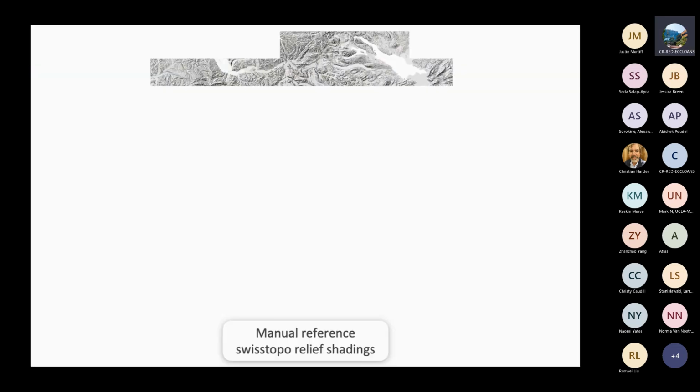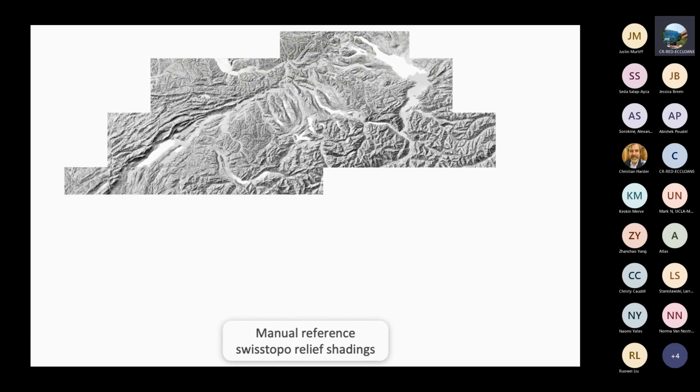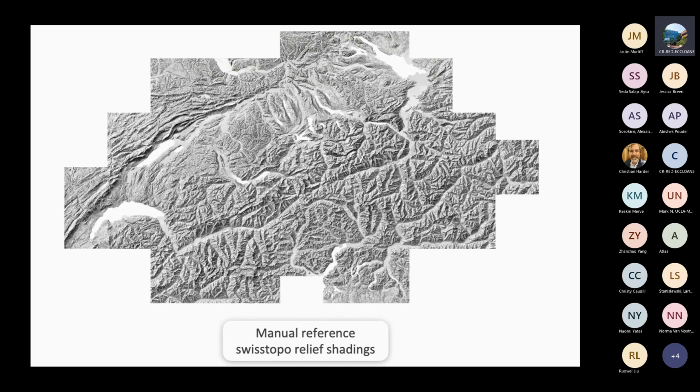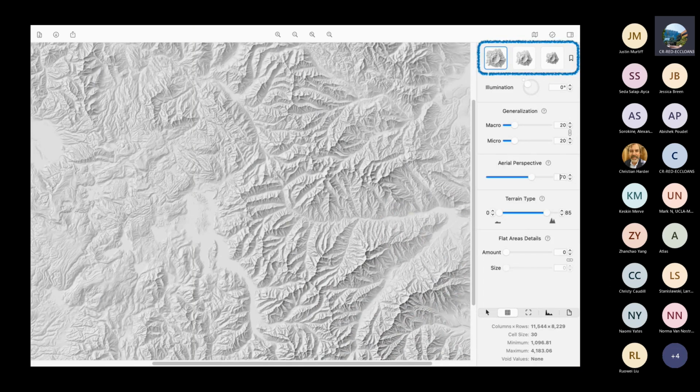And so we are using shaded reliefs that were created manually by Swiss Topo for their national map series. In this case, we use about 70 plus sheets of the 1 to 50K map series. And so this resulted in Edward. And Edward is an app that now includes those neural networks. We have included 3 different neural networks in Edward.